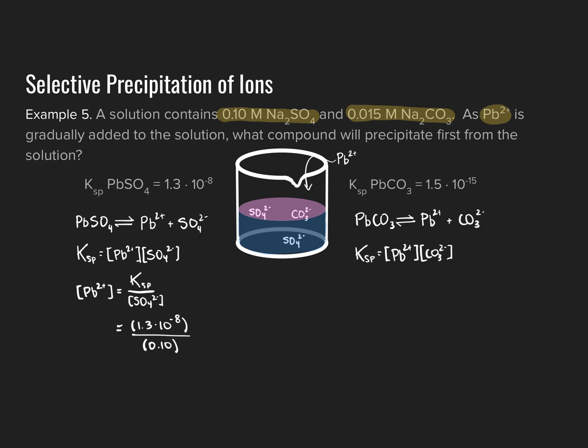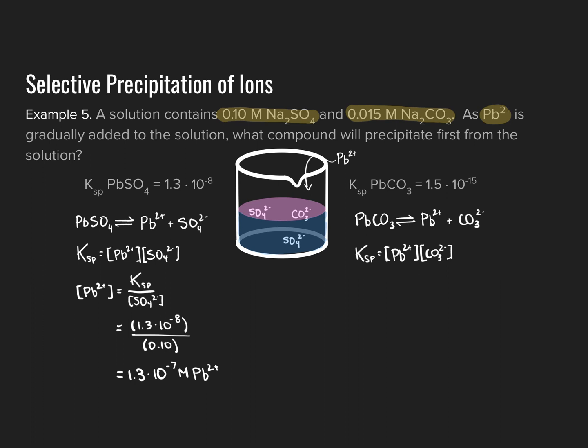So therefore, I can calculate my concentration of lead required to form that precipitation, and I find here a value of 1.3 times 10 to the negative 7th molar lead-2 ion would be present in a saturated solution of lead-2 sulfate, were the concentration of sulfate ion again 0.10 molar.